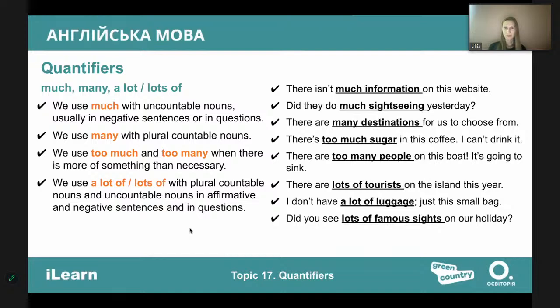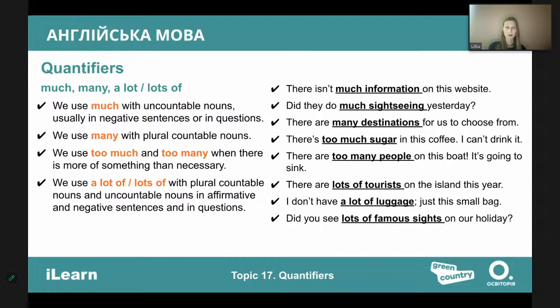Okay, so here I have some more rules for them. So much for uncountables, many for plural countable nouns. Злічувані в множині. Then too much and too many, it's when there is more than necessary, занадто. For example, he asked too many questions. Він задавав занадто багато питань.